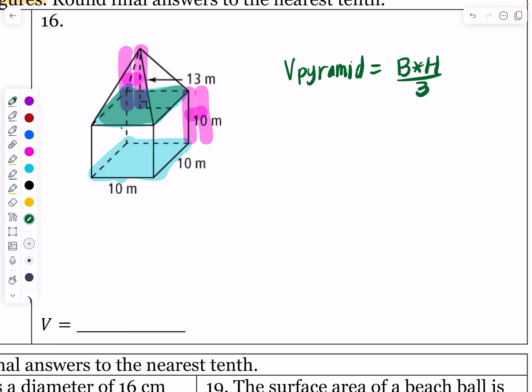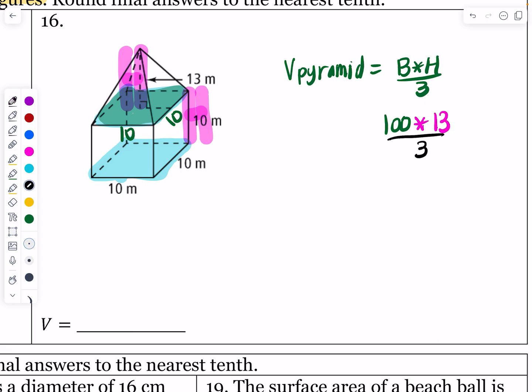And so when I go to find that base, this is a 10 by 10 base. You can see it because it's written on the bottom as well. So what is 10 times 10? That's going to give me 100. Let's just write it like we did before. 100 times the height of that pyramid. What's the height of that pyramid? It tells me it's 13. And then we're going to divide that by 3.